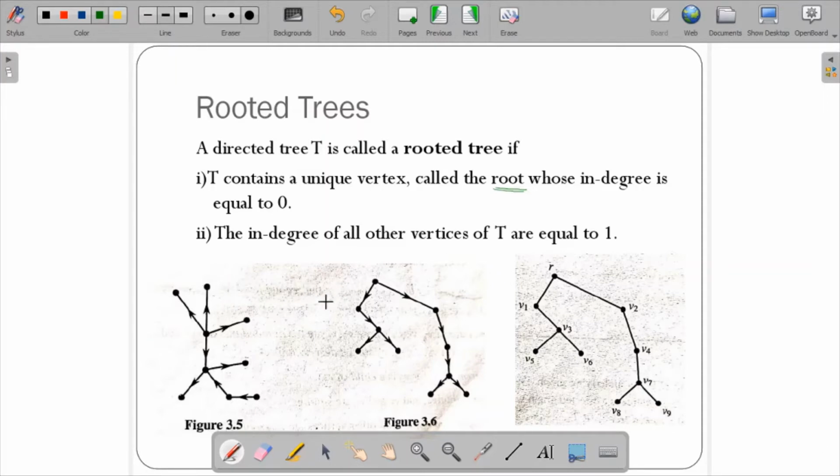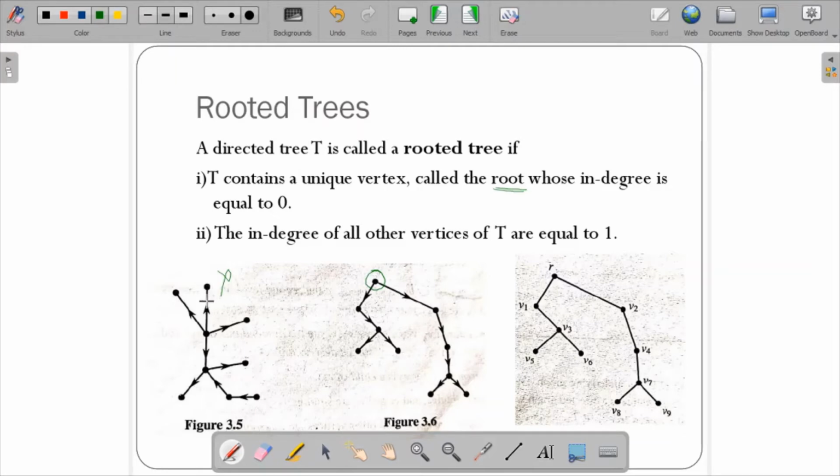When you compare these two figures, this one is not a rooted tree because the in-degree of the root is 1, whereas in a rooted tree the in-degree of the root should always be 0. A rooted tree contains a unique vertex called the root. This is the root; we don't have any in-degree here, so its in-degree is equal to 0, and the in-degree of all other vertices of T is equal to 1. So this is an example of a rooted tree.